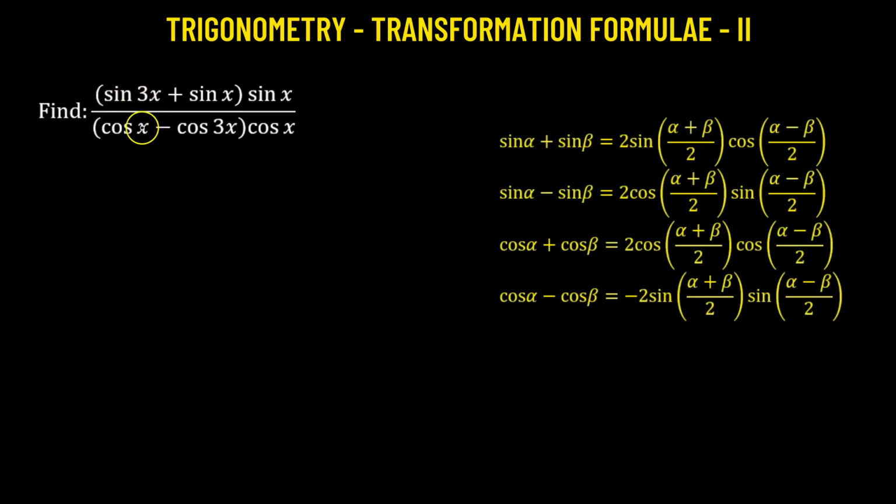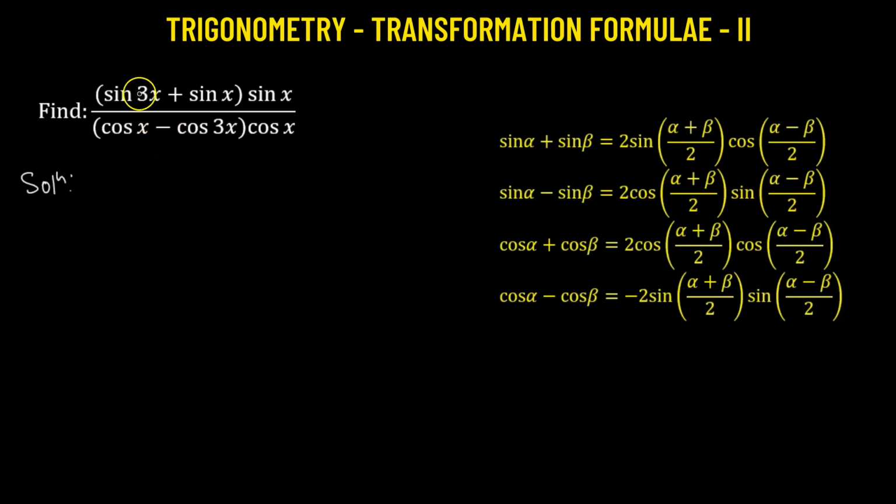So in this problem, we need to determine the value of the given trigonometric expression. Let us begin. Now clearly, what we have here is the sum of two sine functions in the numerator, sine 3x plus sine x, and in the denominator, we have the difference of two cosine functions.